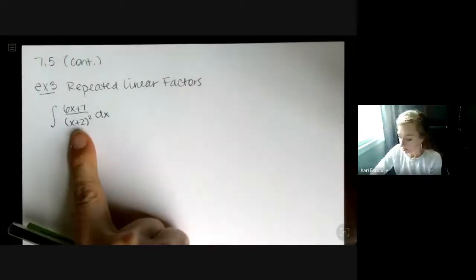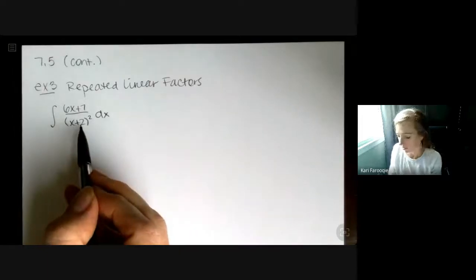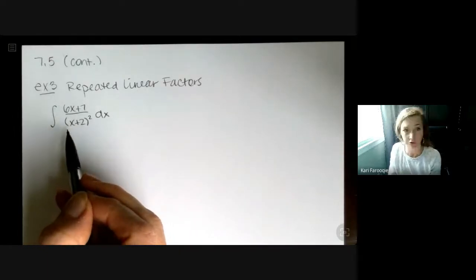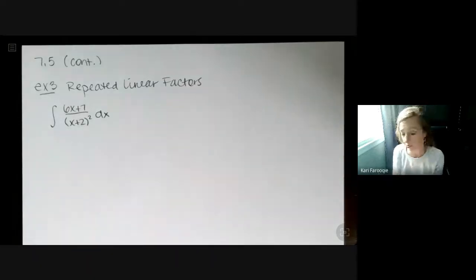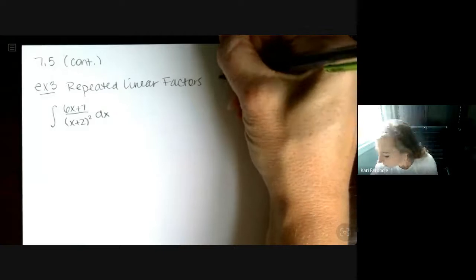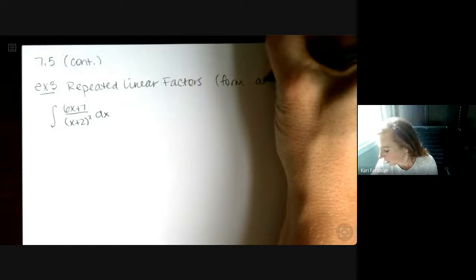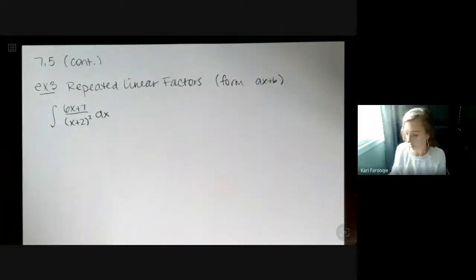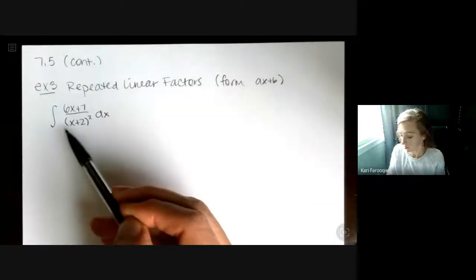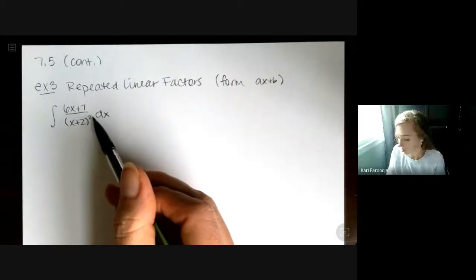But notice that you have a repeated linear factor. Now, if you're not familiar with the terminology here, linear just means that your factor has x to the first power in it. So a quadratic would be if you had something like ax squared plus bx plus c. Linear is of the form ax plus b, something like that. So if it's a repeated linear factor, you're taking something in the form of ax plus b, in this case a would be 1, b would be 2, and you are taking it to a power.